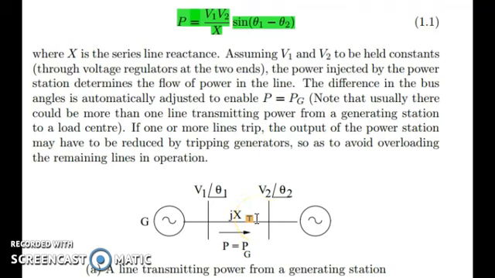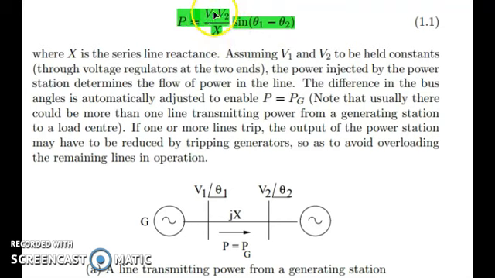At the same voltage magnitudes and at the same angle difference, we can transmit more power if we can reduce the value of X here. So by reducing the value of X, we can transmit more active power at the same initial conditions as in the case when there was no compensating device.